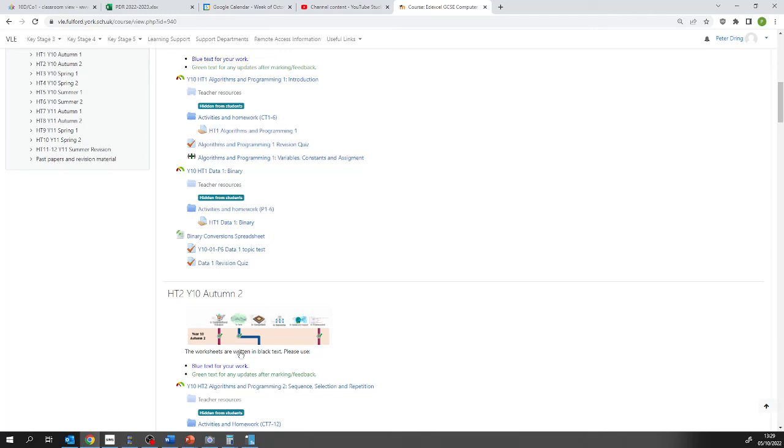So when you're finished, save your Word document. It needs to be uploaded to half-term 1 data 1 binary. And then, as an extension, I'd like you to have a go at the data 1 revision quiz.